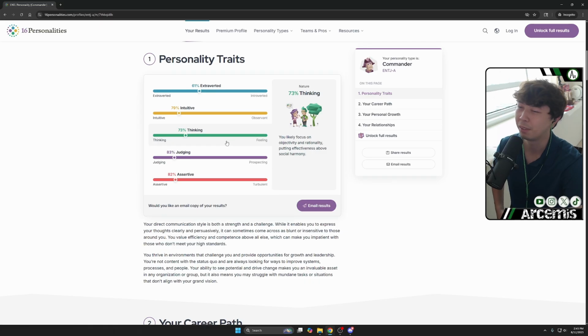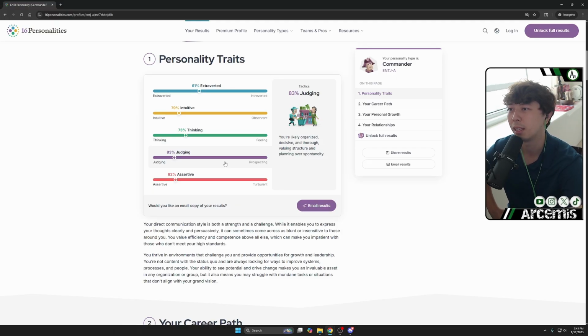Thinking over feeling, 73% makes total sense. I would think maybe even higher, but 73 is pretty fair. Judging over prospecting. Likely organized, decisive, and thorough. Value structure and planning over spontaneity. Yeah, I think that's pretty fair.